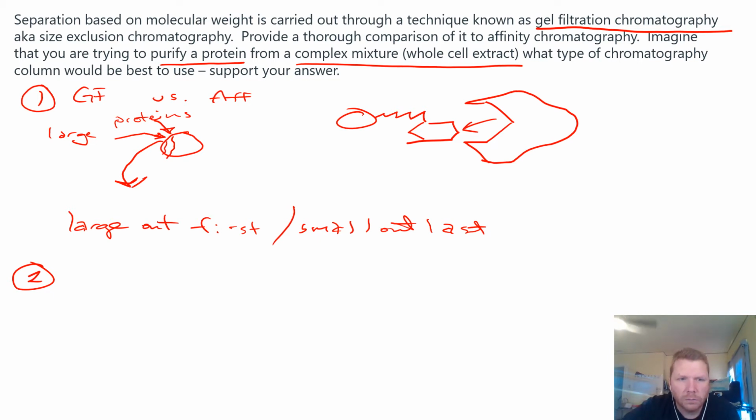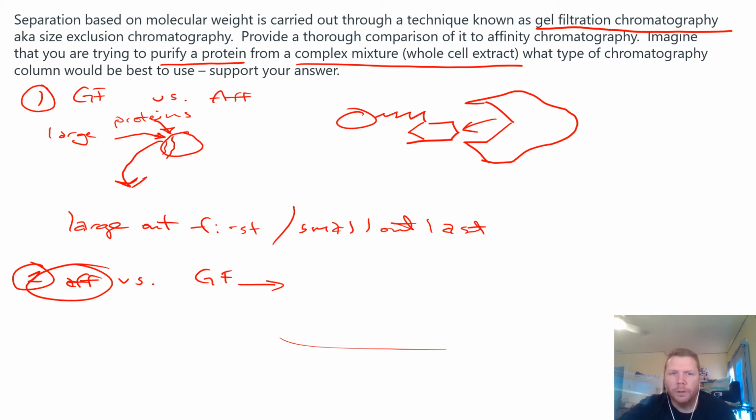So affinity, sorry, I lost my cursor there. Affinity versus gel filtration, well, it's going to be affinity due to the fact that, again, you're able to select for a specific binding function or ability. One of the things that I think about when it comes to loading a whole cell extract on a gel filtration chromatography column is, let's just say it's reasonable to have a protein that has a mass of 60.1 kilodaltons. And in that same mixture, you have a protein that's 60.12 kilodaltons. You have a protein that's 60.2 kilodaltons, 60.3 kilodaltons, and I could go on and on.